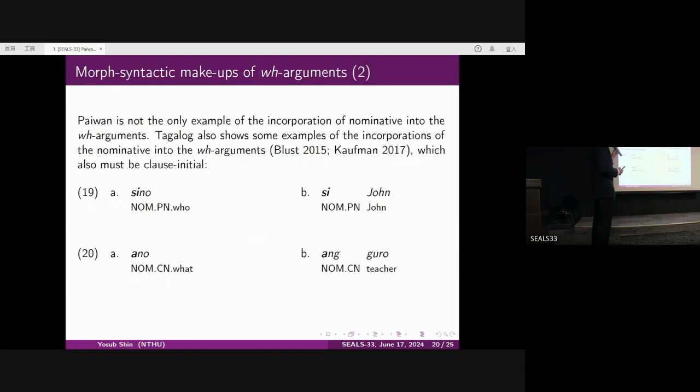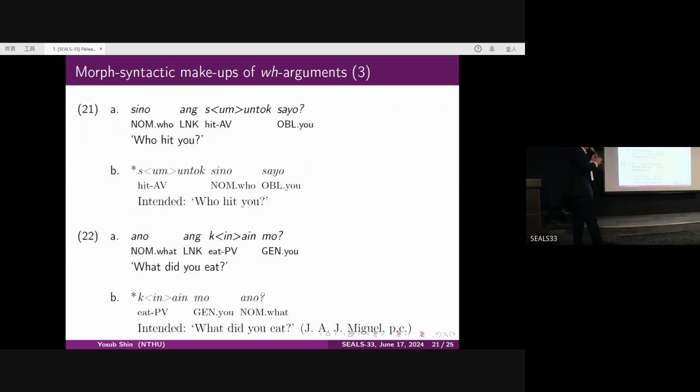And even though this is not a Formosan language, we can also see exactly the same patterns in Tagalog and also many other kinds of Austronesian languages. In the case of Tagalog, the Tagalog who and what already have the nominative case incorporated, as you can see in these two examples. Because of this reason, they cannot stay in situ, as we can see in the B examples, because this kind of configuration will necessarily violate relativized minimality. So because of this reason, the WH arguments must be used as the predicates of the so-called pseudo-cleft construction.